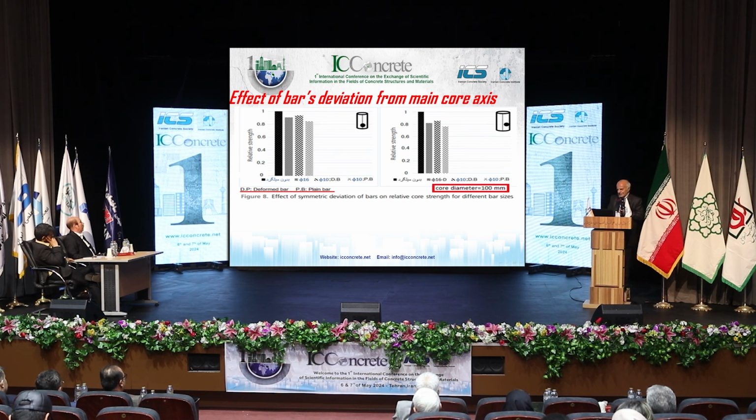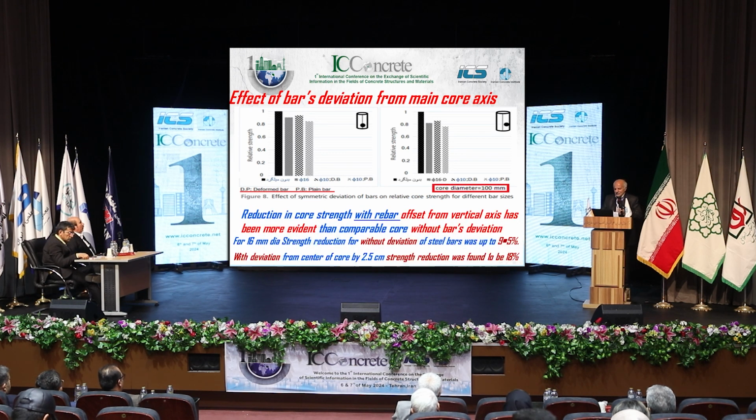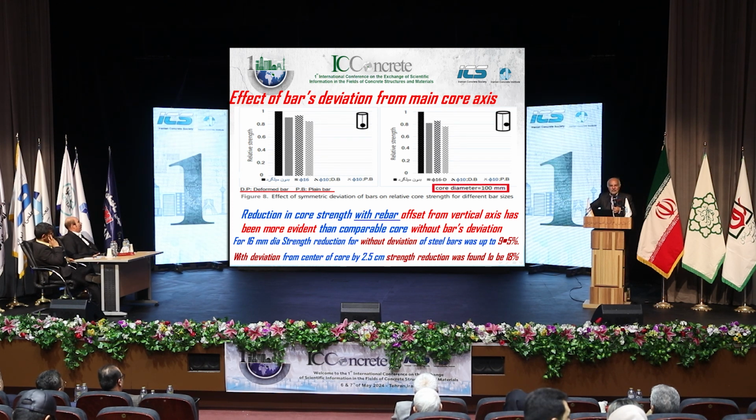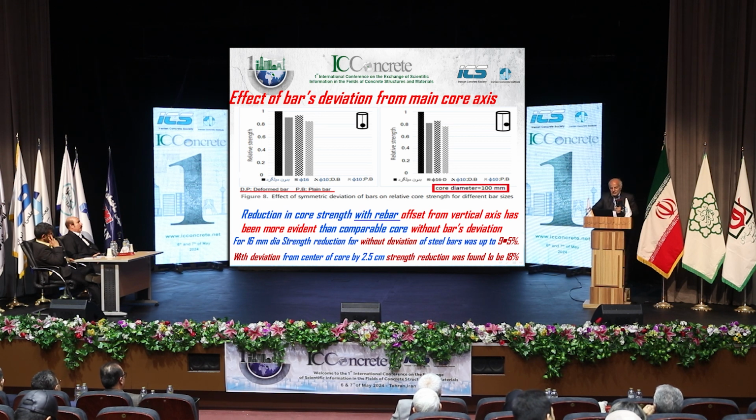And here, as you can see, there is a deviation from the main axis of about 25 centimeter, also 16 millimeter and 10 millimeter deformed bar and also 10 millimeter plain. As you can see in this figure, the reduction in core strength with rebar which is offset from the main axis has been more evident than for those cores without deviation. For 16 millimeter diameter, the strength reduction without deviation was around 9.5%, whereas with deviation this increased to around 18%.